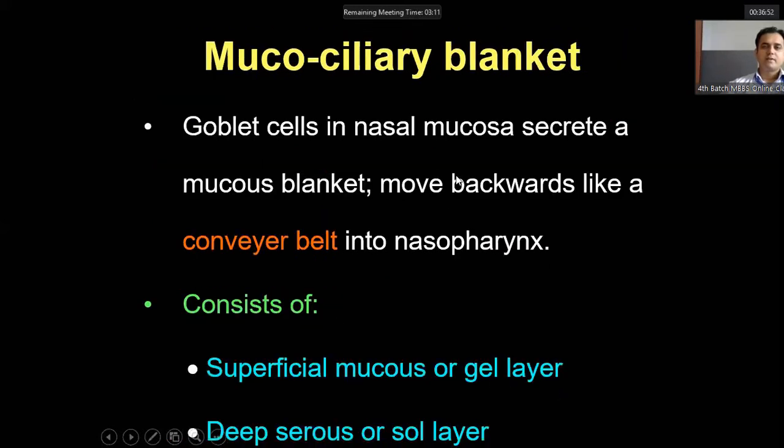Now, the mucociliary blanket. The mucociliary blanket has two layers: the superficial gel layer and the deep serous layer, which is also called the sol layer. The ciliated cells in the nasal mucosa secrete a mucous blanket which moves backwards like a conveyor belt into the nasopharynx.